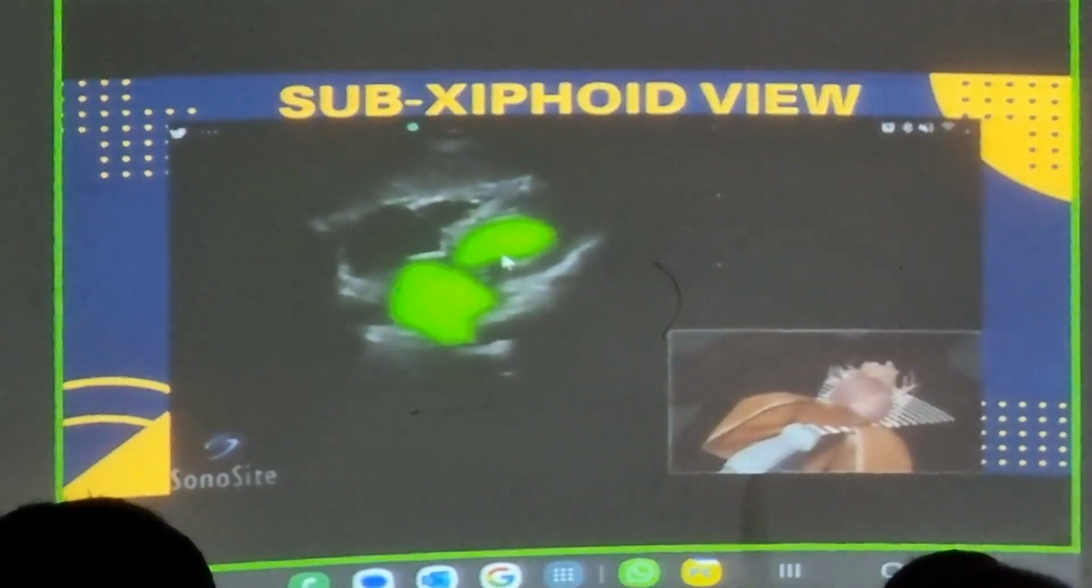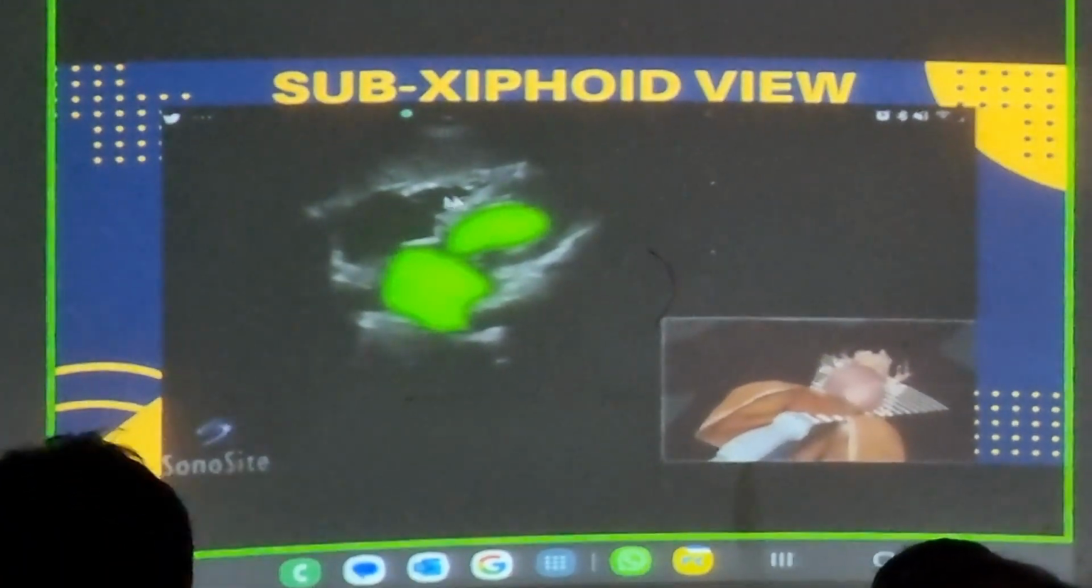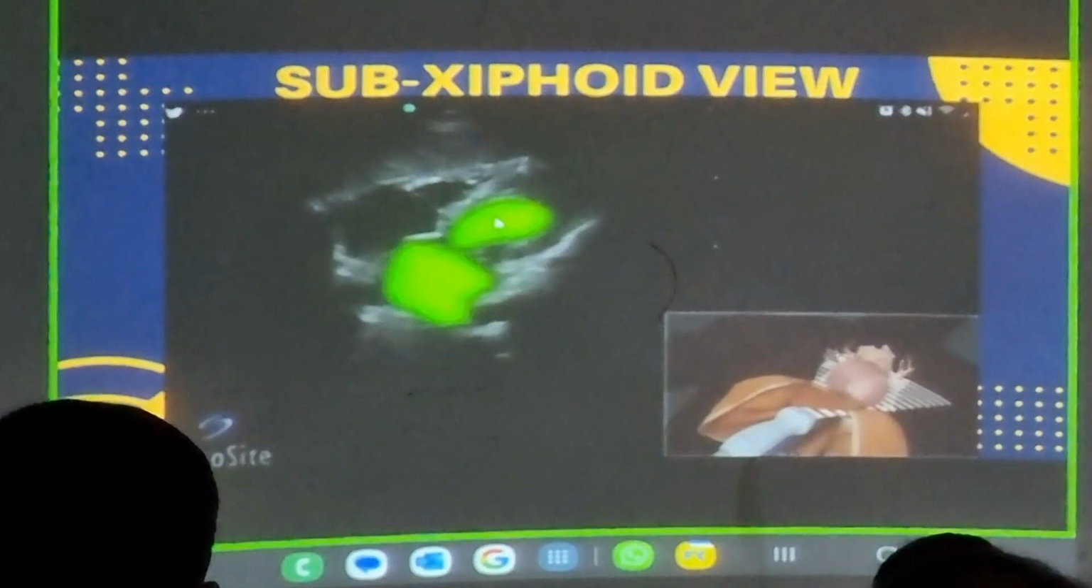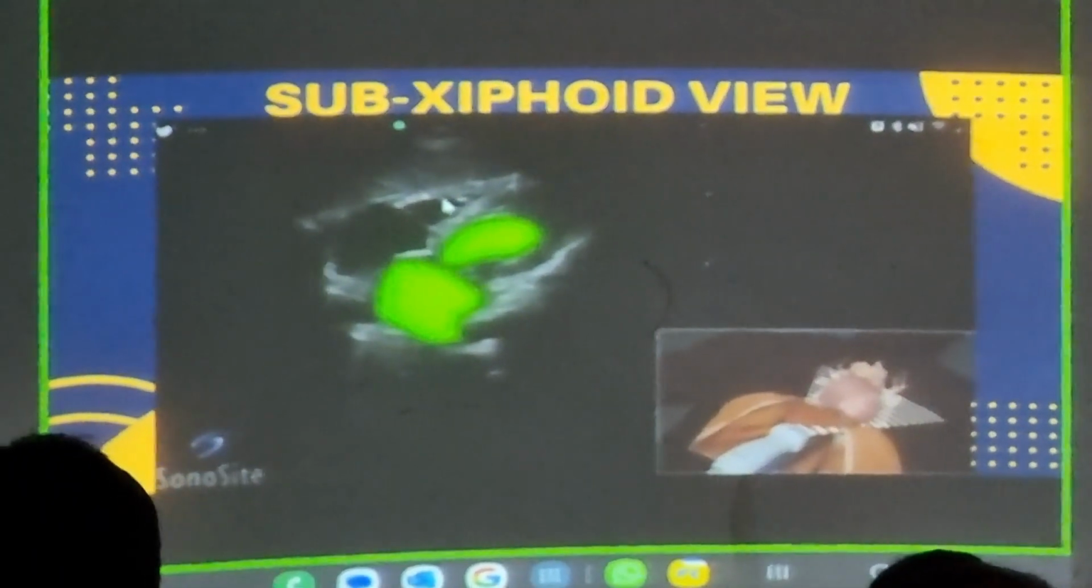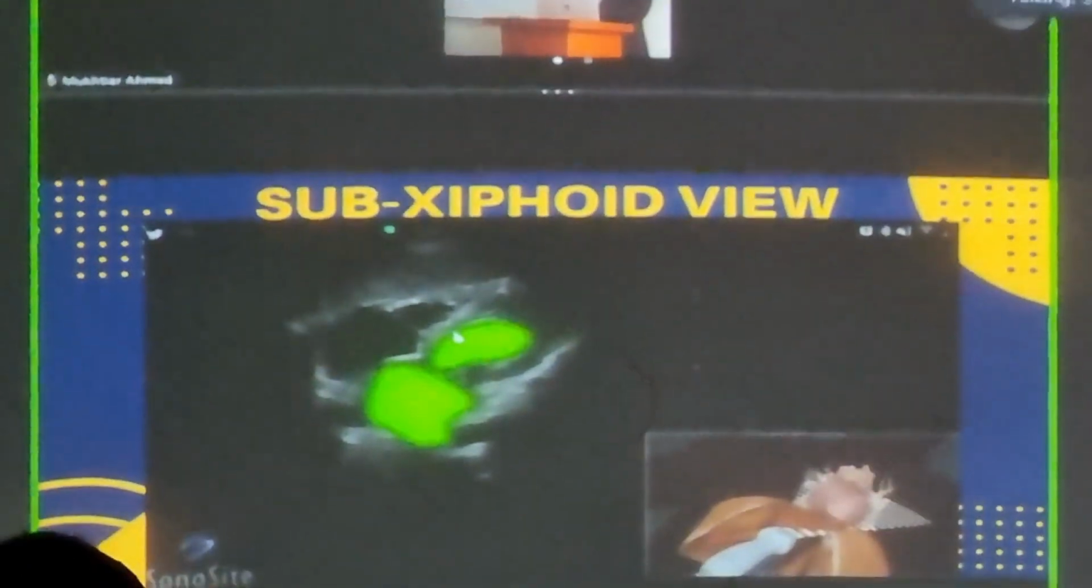Free fluid, liver, and heart. There is no free fluid. This is the area we look for. Again, I will say this. This is a very, very important image.